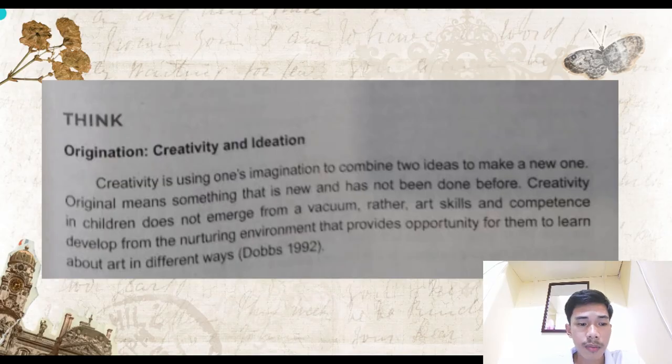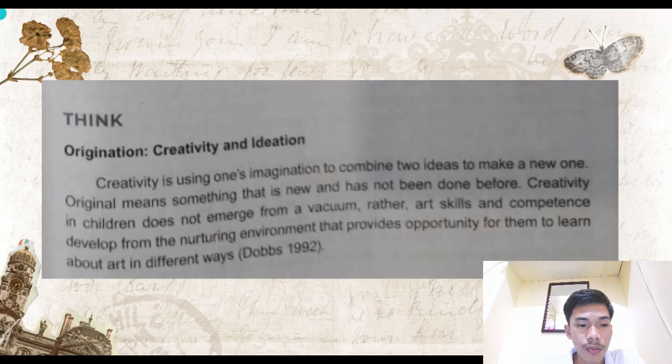So when we say creativity, it is somehow related to originality, or imong kaugalingong binuhat. Wala pa siya na anaa before, karon pa lang tungod kay naka-idea ka about ani nga butang. So that is creativity or originality. When we say ideation, it is a process of generating new ideas.